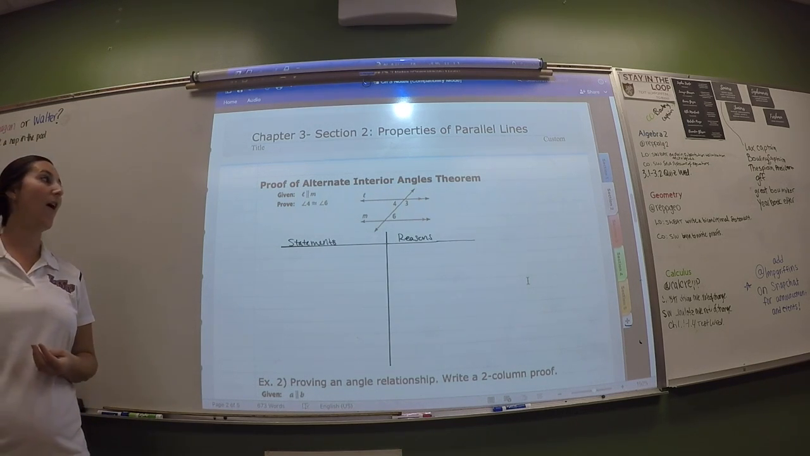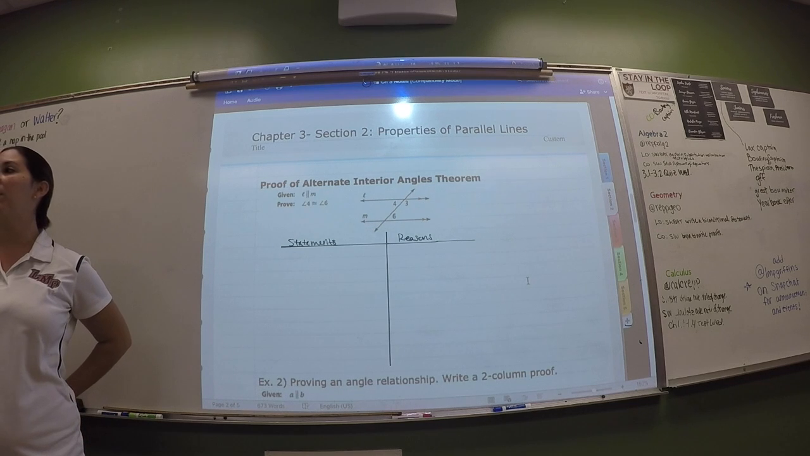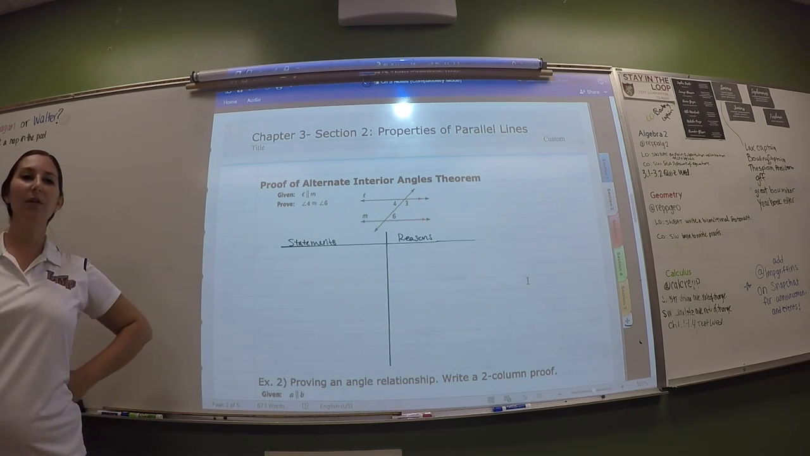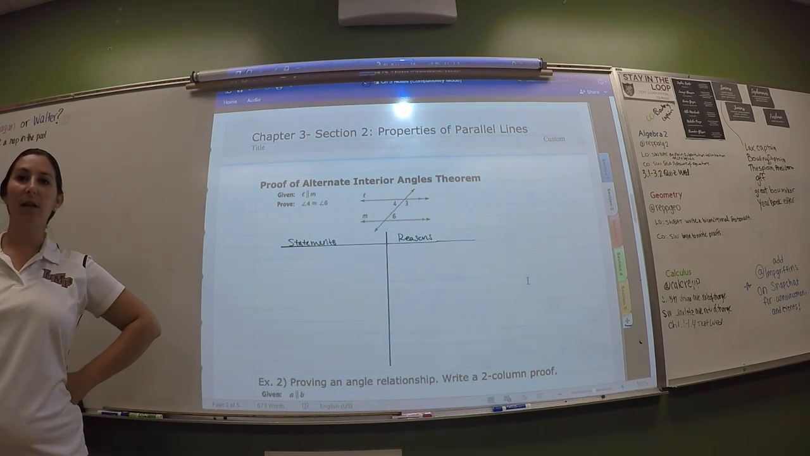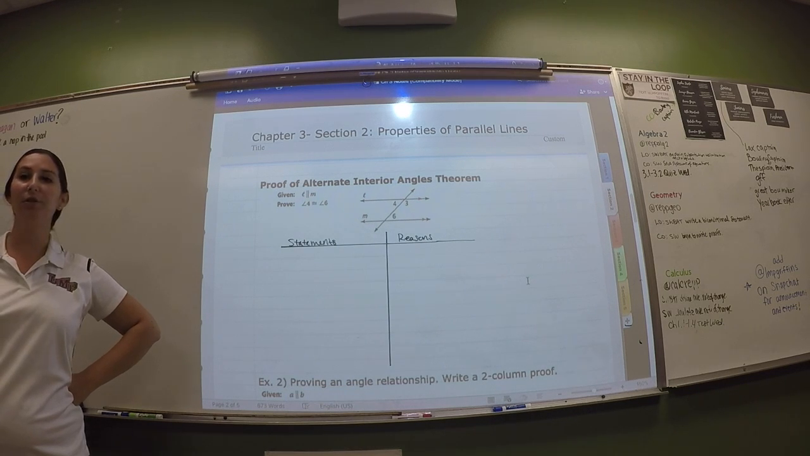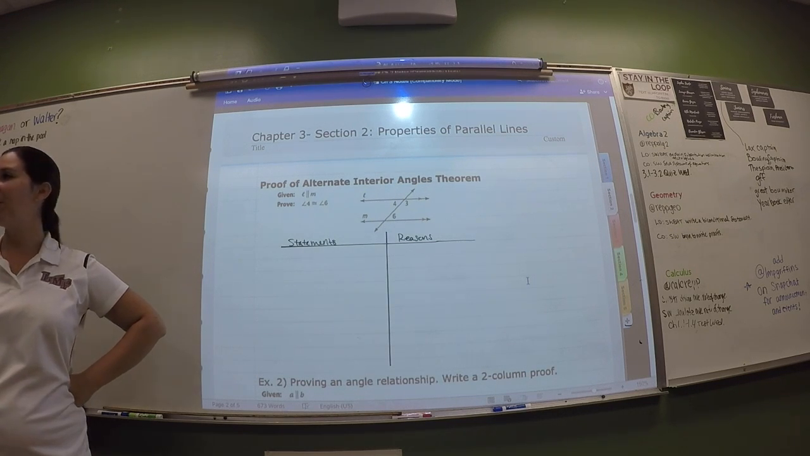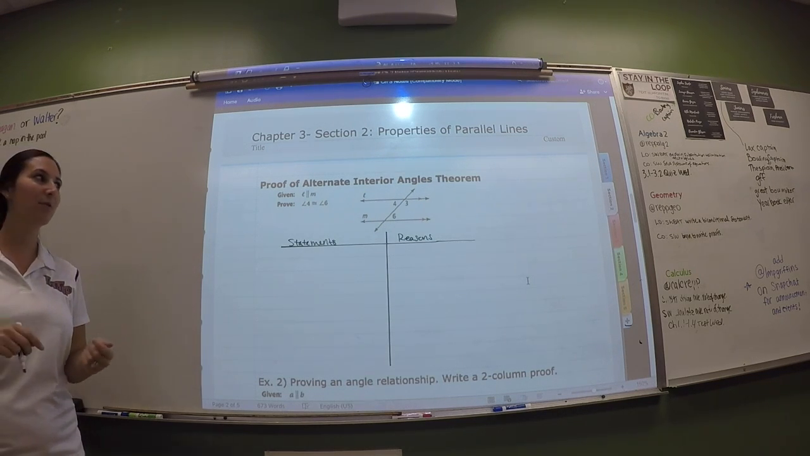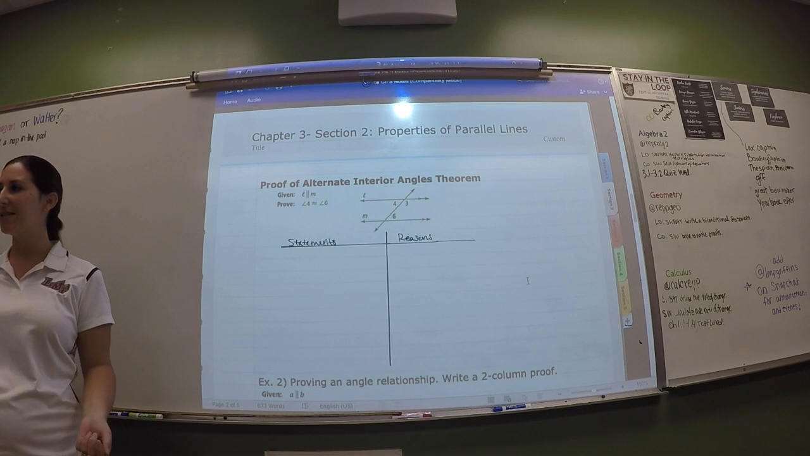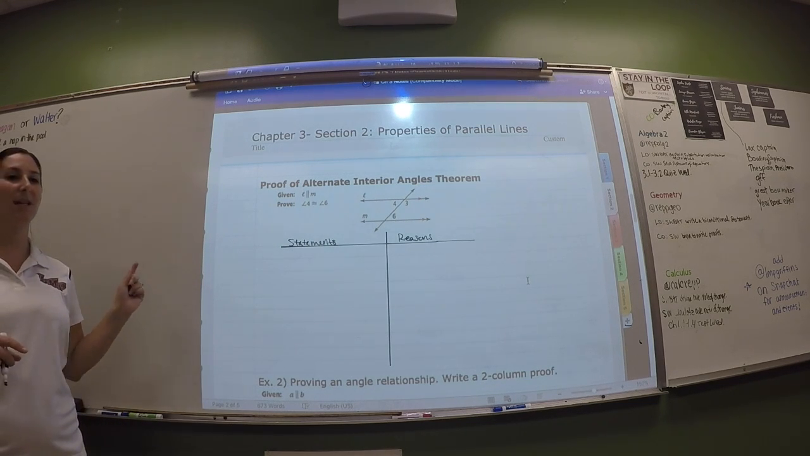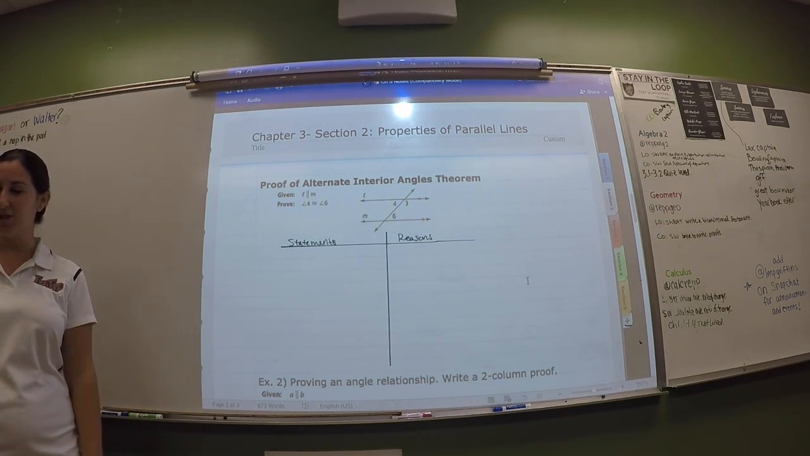This is the proof of the alternate interior angle theorem, which means, you know how in English, if they ask, what's the definition of belligerent, and you say it means to be belligerent? It's not a definition. You can't define a word with a word. In math, you can't prove a theorem with a theorem. So we have to prove this using everything except the alternate interior angle theorem.